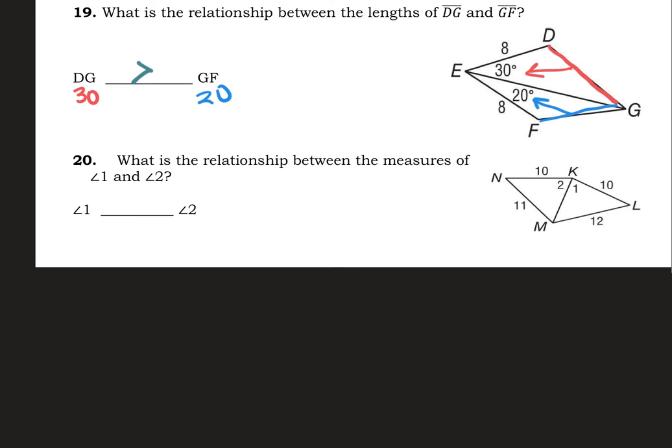All right, let's do the last one. Last one, we're comparing angle 1 and angle 2. Here we have angle 1. What's across angle 1 here? 12. And then what do we have across angle 2? 11. So which one's the largest? Angle 1. Good. All right, when you're ready, we'll do the right side. Is everyone ready?